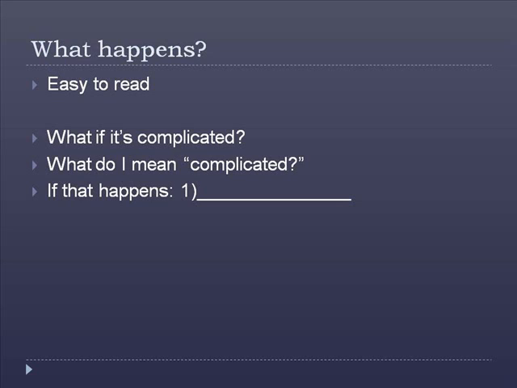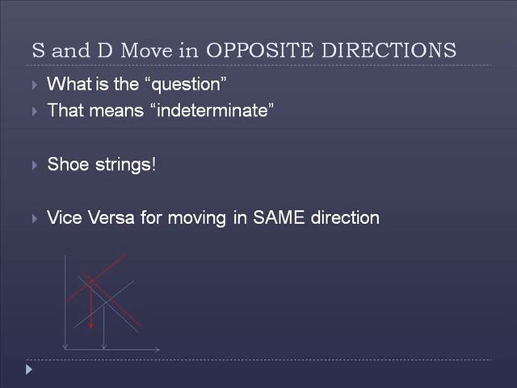Okay, so going back to the graph then. This is easy to read, as I said before, in the graph before, but what if it's complicated? Well, what does that mean? When I say complicated shifts, I'm saying both curves are going to shift. Remember, if supply and demand move in opposite directions, what's the question? Q is the question, meaning Q is indeterminate. We can't tell. Think of this like shoestrings. When you pull shoestrings apart, you're moving in opposite directions. We know that when you pull the shoestring, the knot goes down, but it could go to the left or it could go to the right.